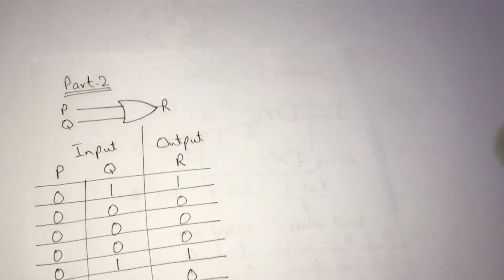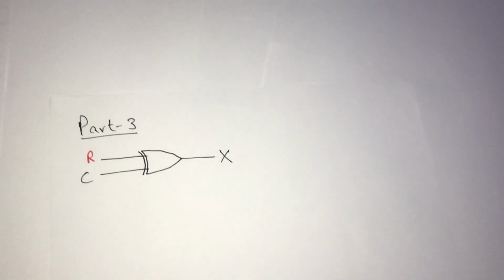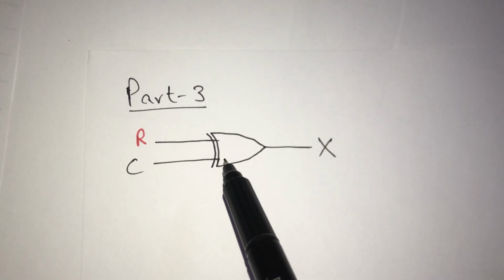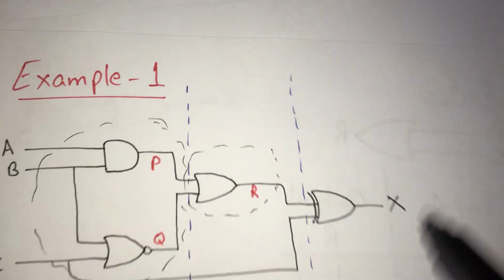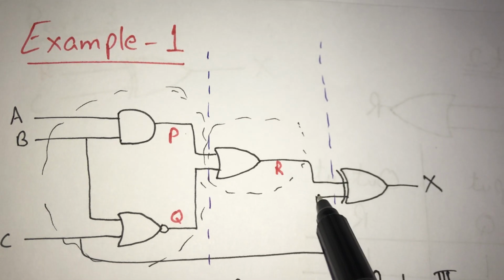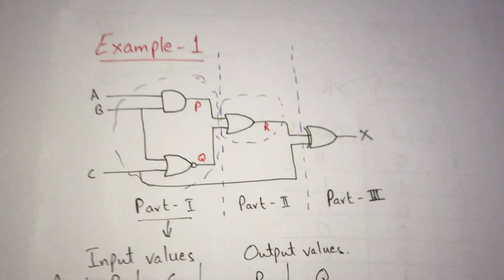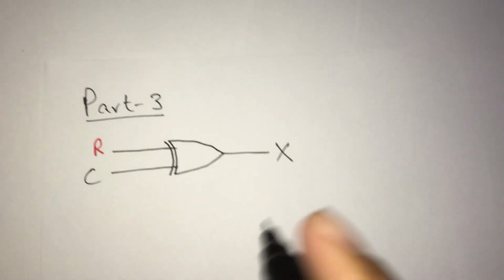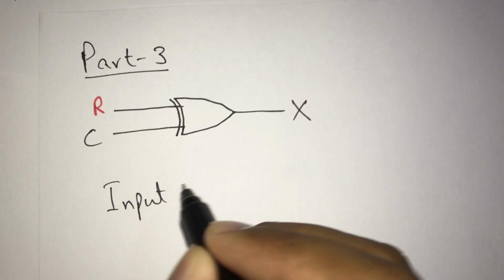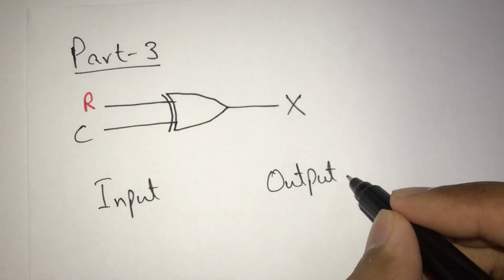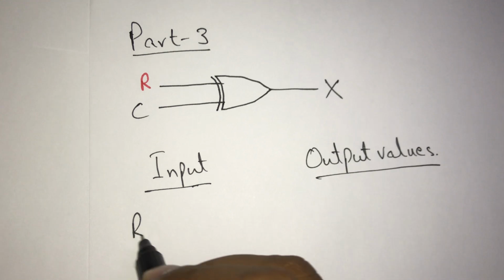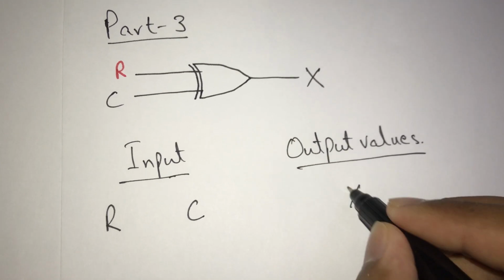Now we will find the values of part 3, that consists of the XOR gate. Here in part 3, the XOR gate has 2 inputs. One is the input of C and the other is the output values that we found in R. So we will construct the truth table for the values of X. For input we have R and C, and for output we have to find the values of X.